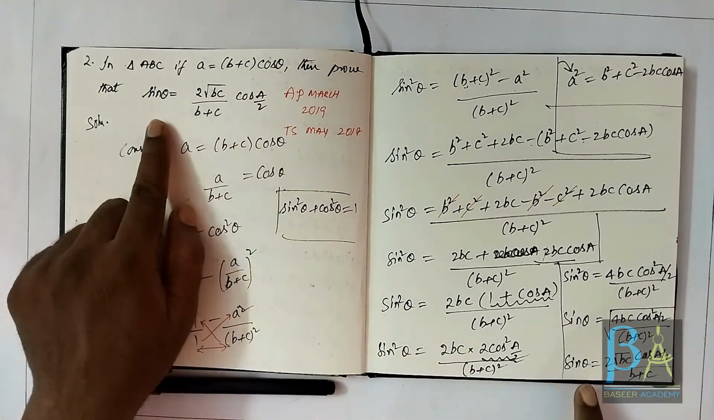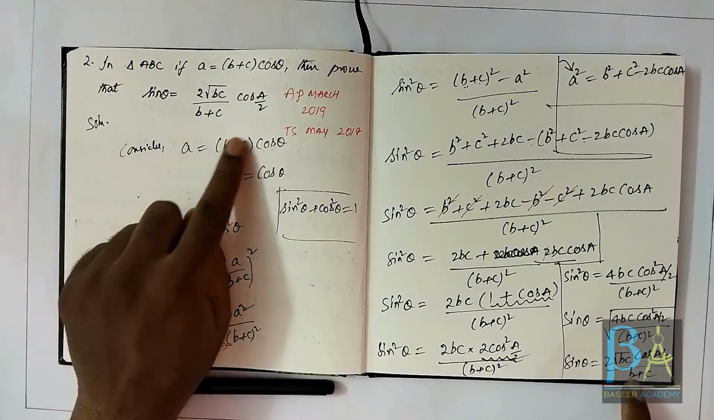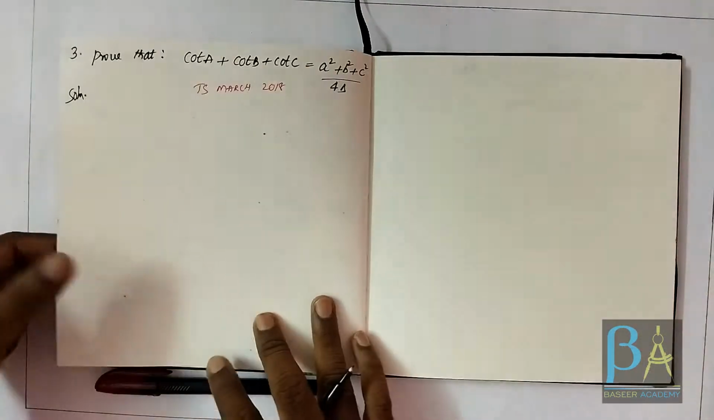So this is what we were supposed to prove. We were supposed to prove sin theta is equal to 2 root BC by B plus C cos A by 2, and we have proved it already. Let's move on to the next question now.